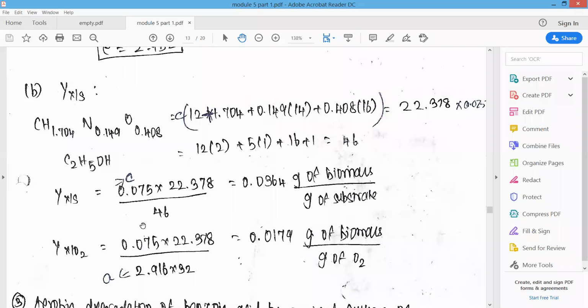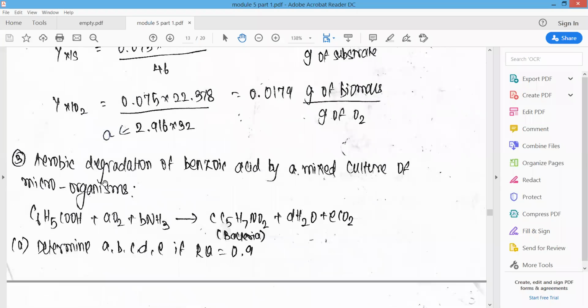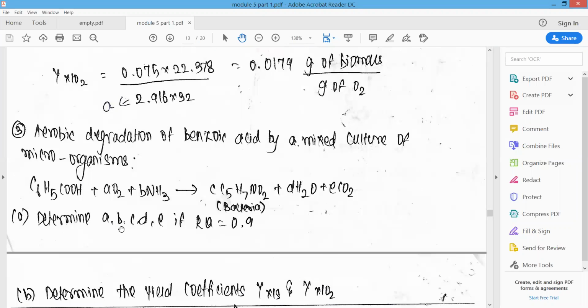Okay, and the next problem, or the last problem of this module, is aerobic degradation of benzoic acid by a mixed culture of microorganisms, given by C6H5COOH plus A O2 plus B NH3 gives C C5H7NO2 plus D H2O plus E CO2, where C5H7NO2 is the biomass and benzoic acid is the substrate. They have asked to determine A, B, C, D, E if RQ is 0.9.